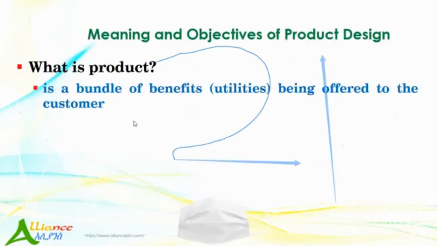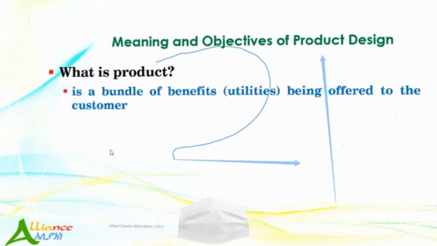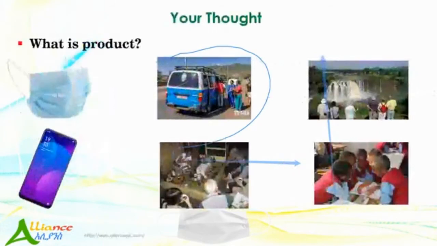So a product is a bundle of benefits or utilities that we provide for customers, or for users, or for beneficiaries. You can see here, every product has its own benefits. We buy products for their benefits.